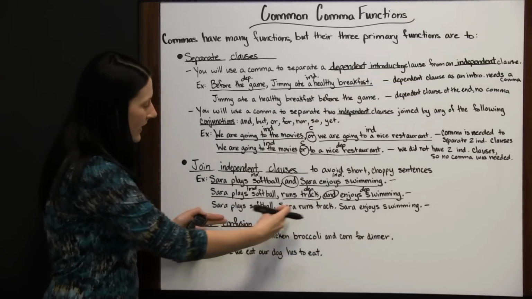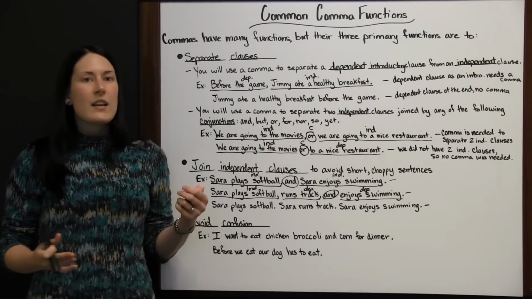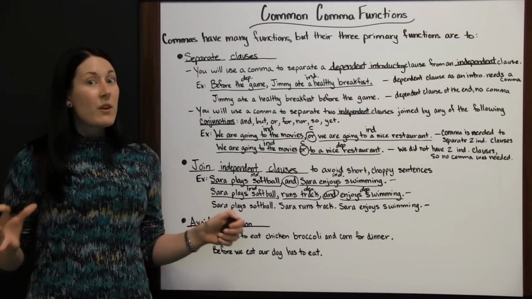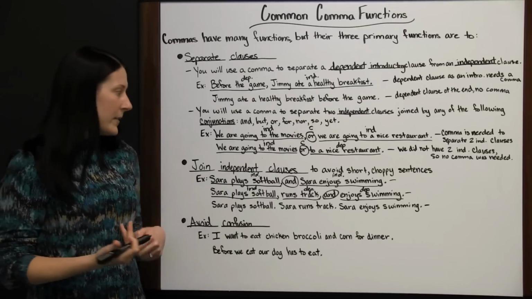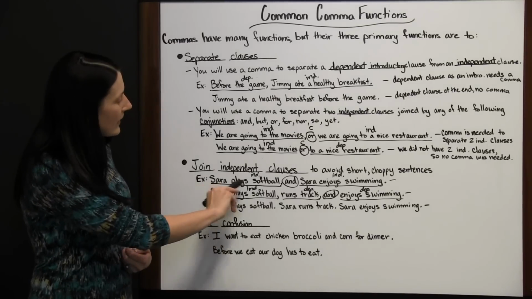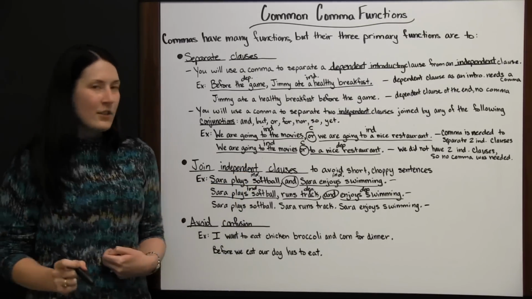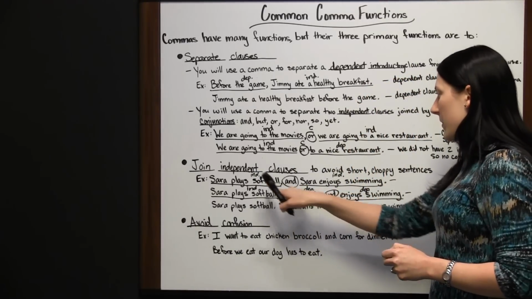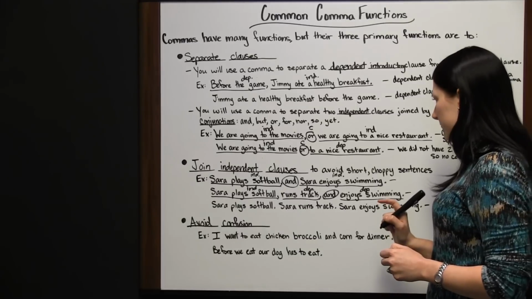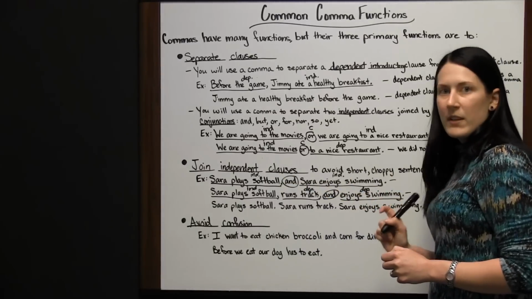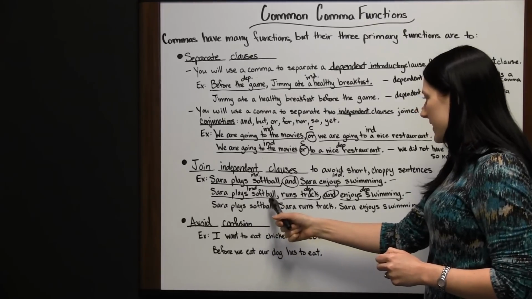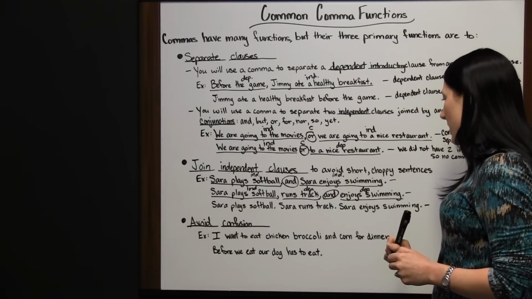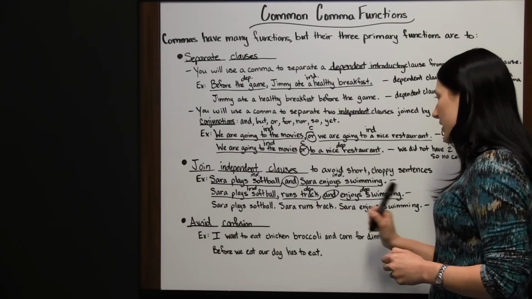But you are still joining multiple sentences when you do that. So you're using those commas to separate the clauses, but you are using them to also join two sentences into one. So Sarah plays softball and Sarah enjoys swimming. So here we used our comma to join these two independent thoughts. Sarah plays softball, runs track, and enjoys swimming. Well, we had dependent clauses here, but we still had a conjunction.